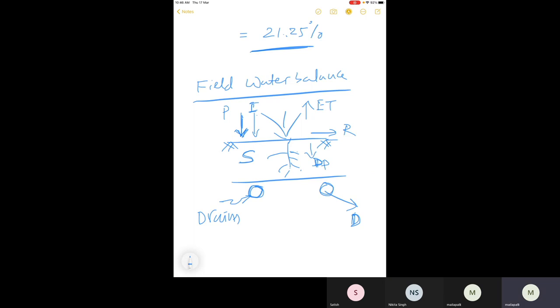Okay, so with this, the amount of precipitation plus I, the water input, will be equal to runoff plus ET plus DP plus S plus D. D is the drainage water also. So this is the balance.